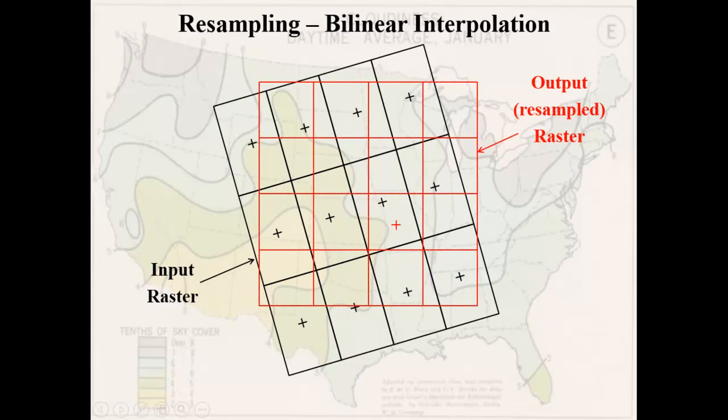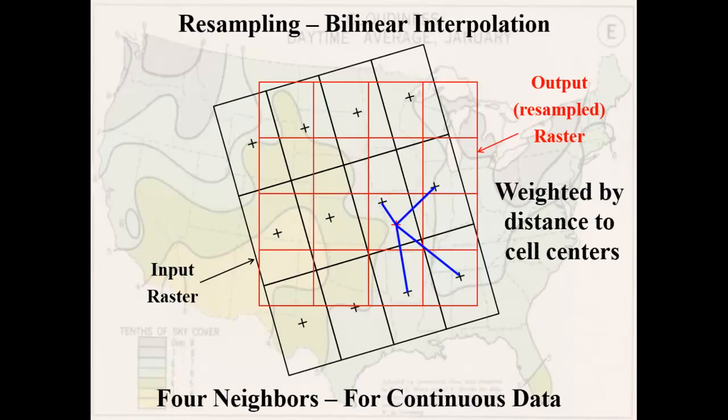Okay, we can do interpolation. And in the next module, I'll talk a little bit more about interpolation. You saw that we used interpolation to do contour lines. There are two types of interpolation we can do in ArcGIS. One's called bilinear. So again, we have our black input data set and our red output data set. We need to assign a value to this cell in the output data set. What we're going to do is go out to the four nearest neighbors, and we're going to interpolate the values between our four nearest neighbors using bilinear interpolation.